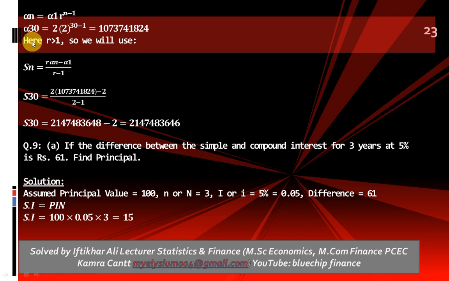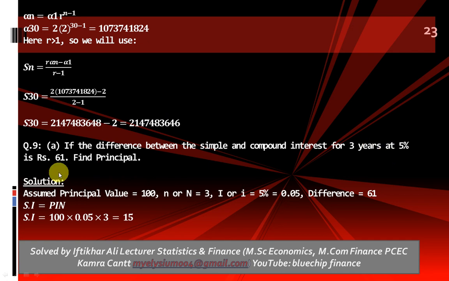That gives 1073741824. Here r is greater than 1, so we will use the sum formula, that is equal to (r times a_n minus a_1) divided by (r minus 1). So the ratio is 2, and a_n is calculated above, that is 1073741824, and a_1 is 2, divided by r minus 1, or 2 minus 1. So the final result will be 2147483646.